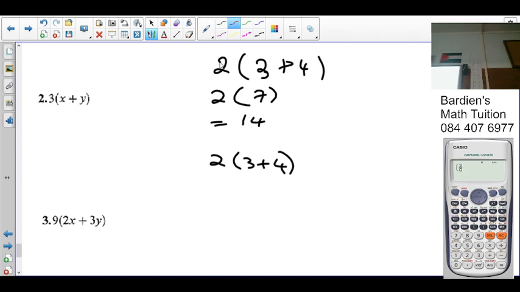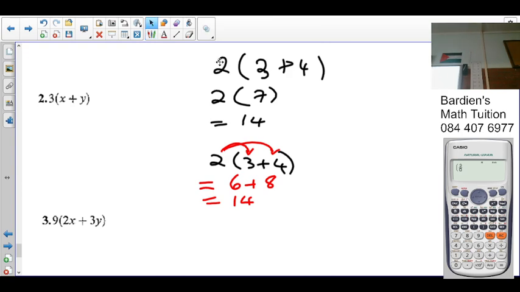This is what you call the order where you add first and then you multiply. But we could also multiply first. So it's going to be 2 times 3 is 6, 2 times 4 is 8. What's 6 plus 8? 14. And this is your distributive property. You're multiplying before you're adding. All understand? So there are 2 ways of doing it. You take down the second method as well.